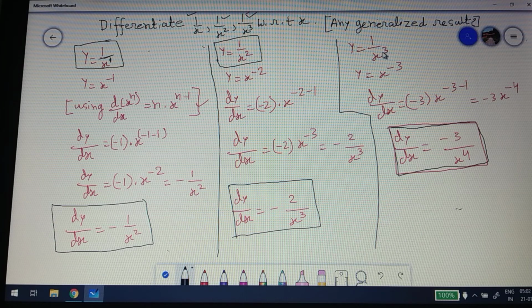Next, here in the function the power of x is 3, in the denominator 1 upon x cube. So in the derivative the numerator is 3 and in the denominator the power of x is 1 more than 3, that is 4.